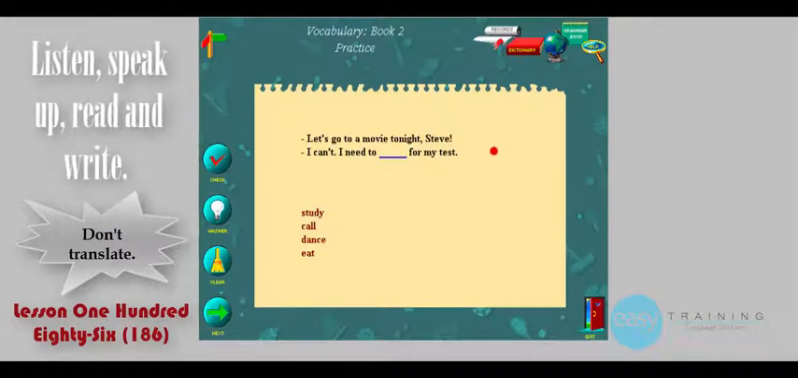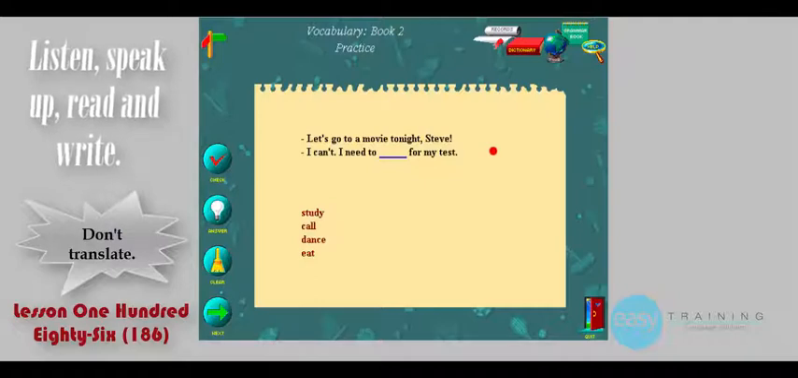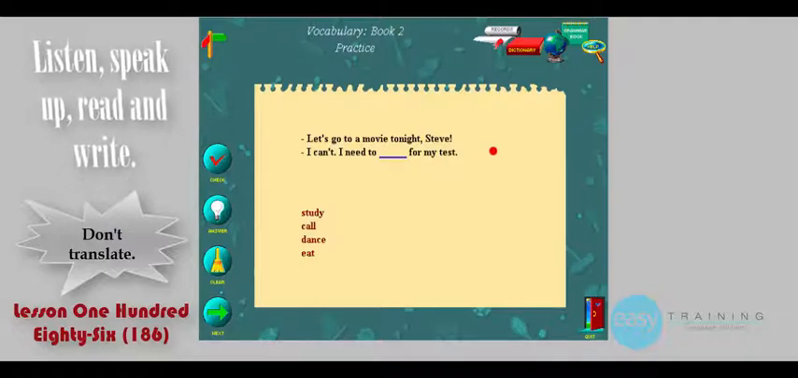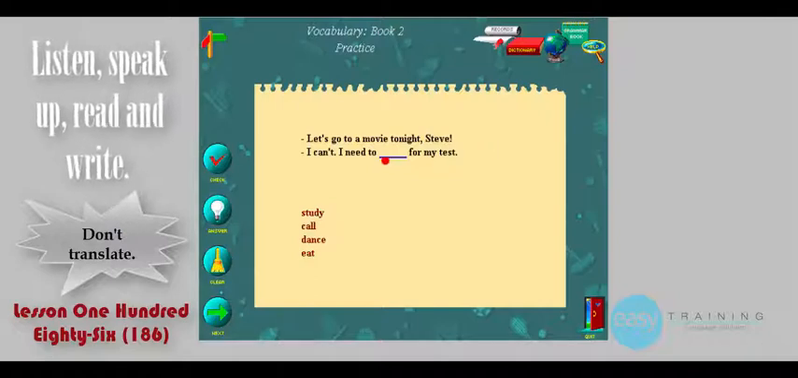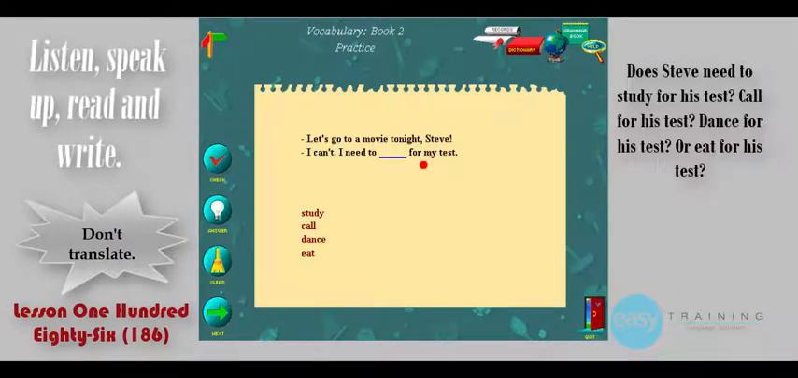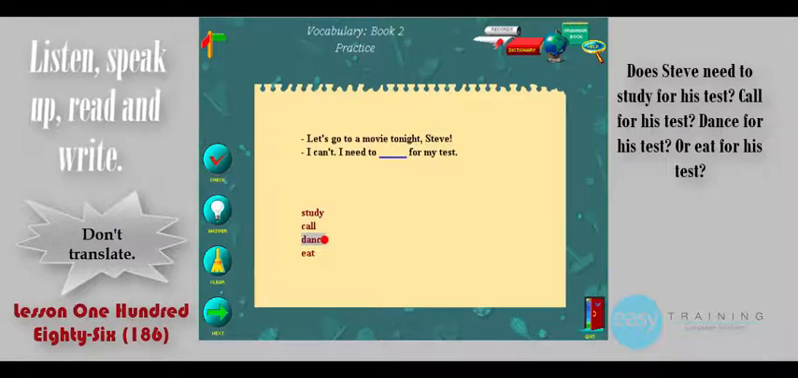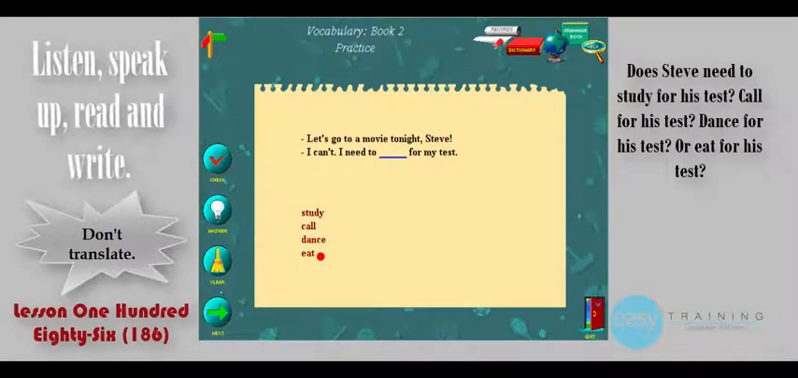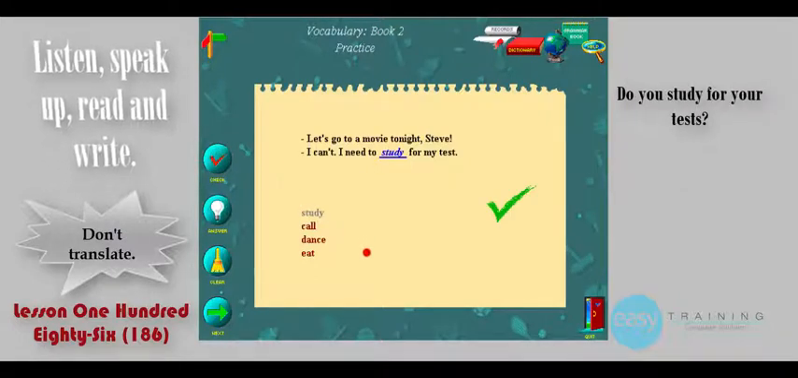Here is a dialogue between two people. One says, let's go to a movie tonight, Steve. And Steve answers, I can't. I need to blank for my test. Does Steve need to study for his test, call for his test, dance for his test, or eat for his test? He needs to study for his test. Do you study for your tests?